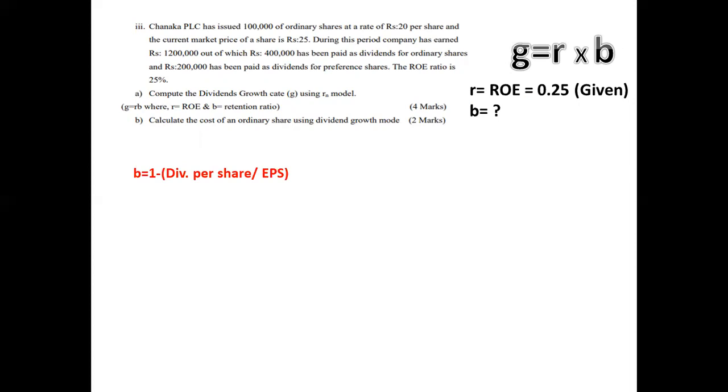That means the earnings which we retain are those which we didn't pay as dividends to the ordinary shareholders. So B can be calculated as 1 minus dividend per share divided by earning per share. I think you got the idea.